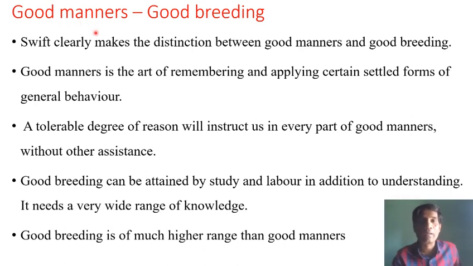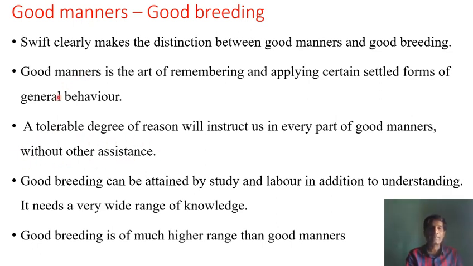Manners and good breeding. In this essay, Swift clearly makes the distinction between good manners and good breeding. According to Swift, good manners is the art of remembering and applying certain settled forms of general behavior. It is called good manners. Good manners need some reason, but they don't need any other assistance.